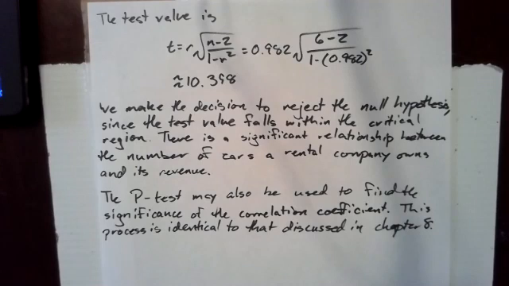The p-test may also be used to find the significance of the correlation coefficient. This process is identical to that discussed in Chapter 8. So if you run into a p-test problem, refer back to Chapter 8 to figure out how to do that.